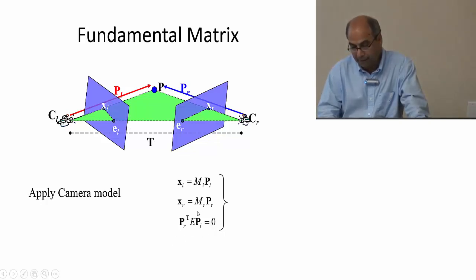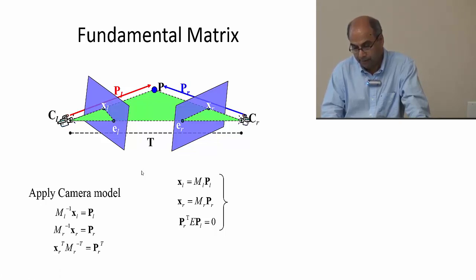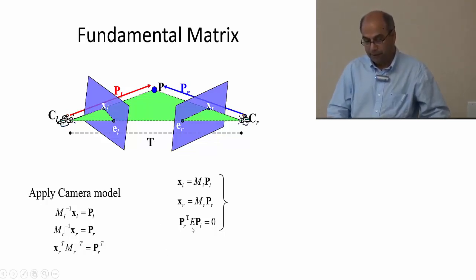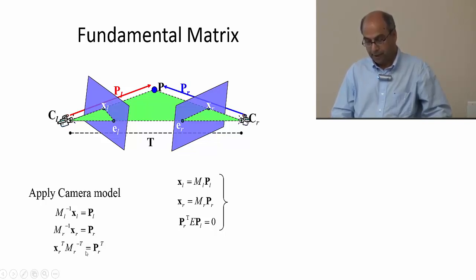And so we have this relationship of the essential matrix, where these are the 3D coordinates on the right and left. We're going to use this to come up with a better representation so that we don't have to deal with the 3D coordinates. From here, for PL, we can take the inverse and bring it to this side. So PL can be written as the inverse camera matrix times XL. Similarly, PR can be written as the inverse camera matrix times XR. And when we take the transpose of this, it can be written as XR transpose and MR inverse transposed.